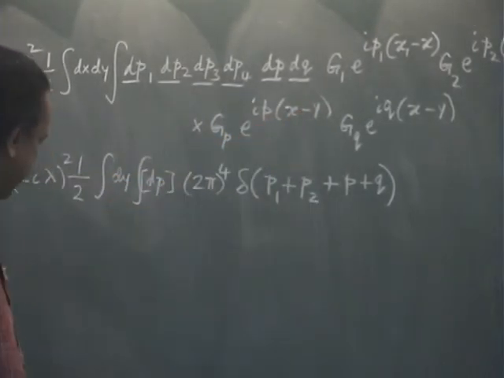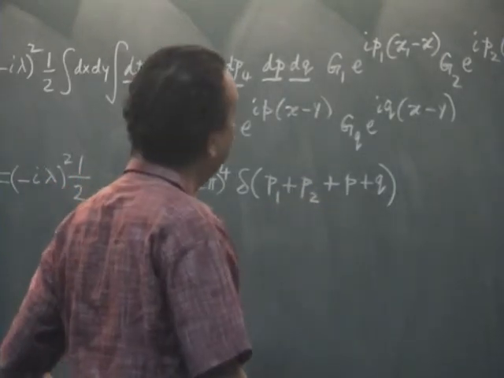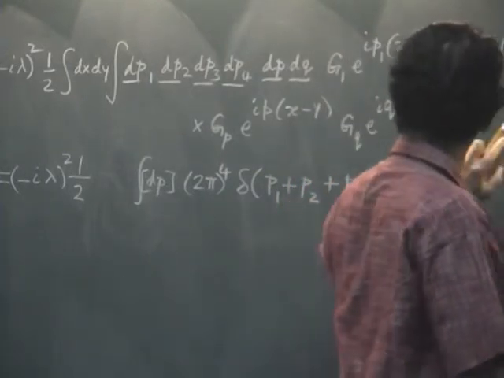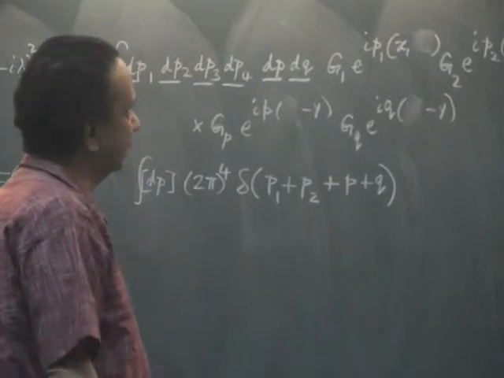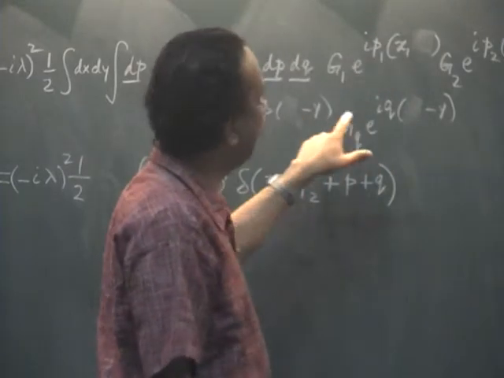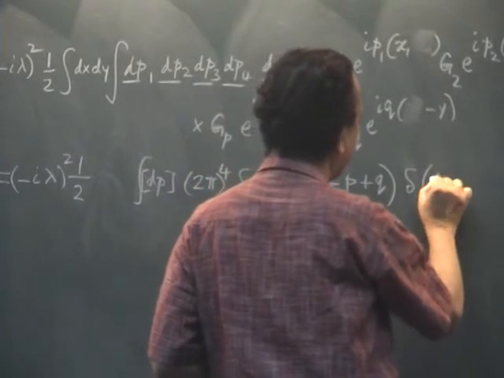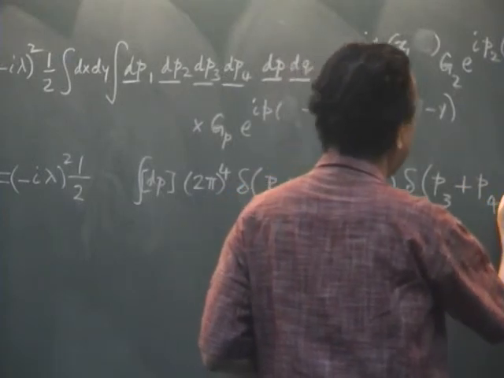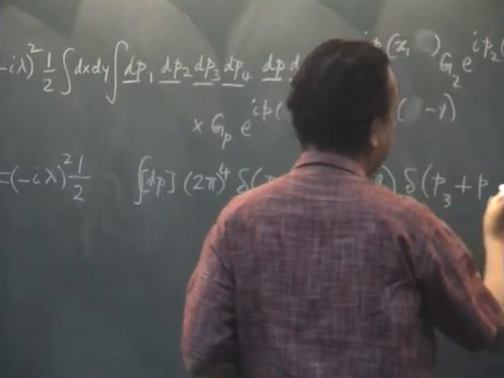Similarly now let us do the y integration. Here I have done the x integration, so I should drop these x's. Now I am going to do the y integration. So when I do the y integration, I get p3 and p4 and p and q all with the same sign. So I get the Dirac-Delta function of p3 plus p4 plus p plus q, and 2 pi to the power 4.